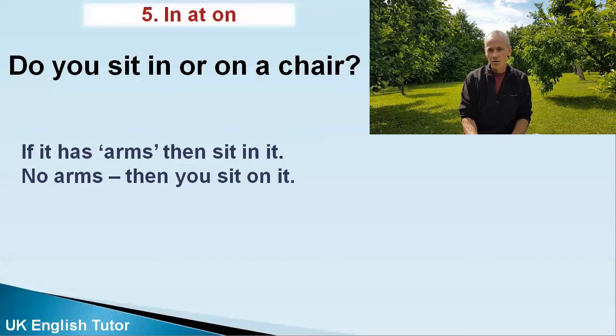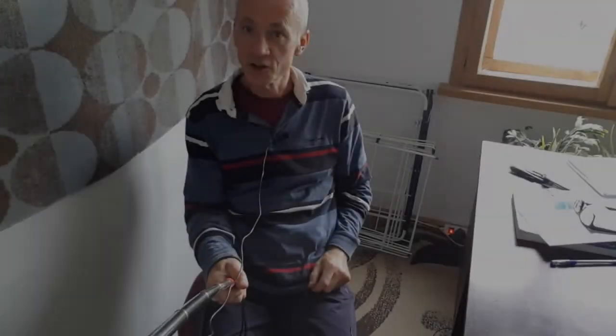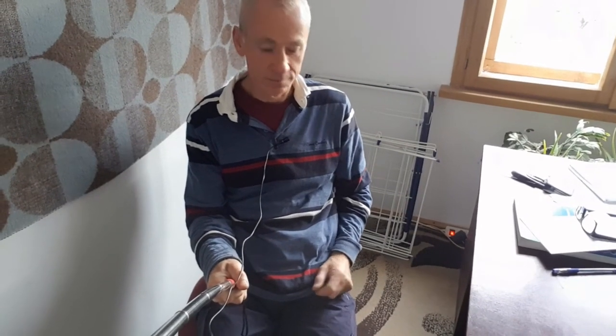What about the chair you sit on if you work in an office? As a rule, I would say if the chair has got arms, you know, here, where you can rest your arms. If you've got arms like that, then usually you sit in it. If it hasn't got any arms, it's just flat where you sit and then a back, you sit on it. I'm sitting in this chair. I'm sitting on this chair.